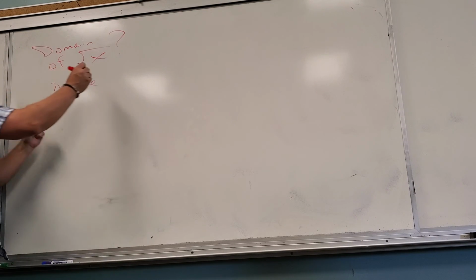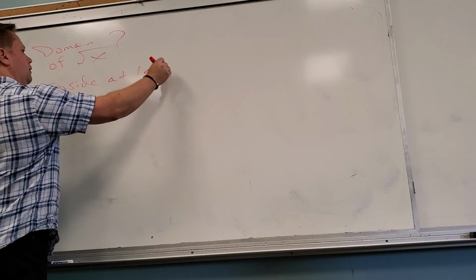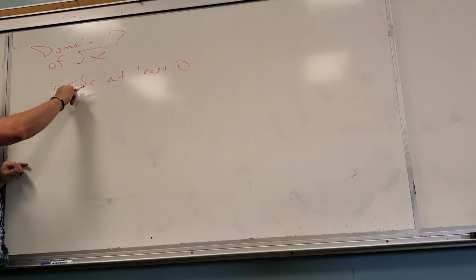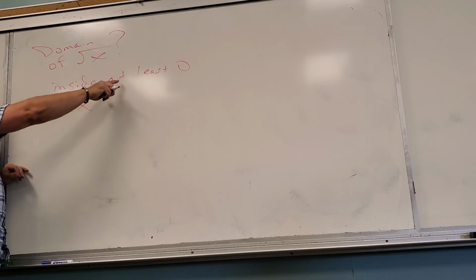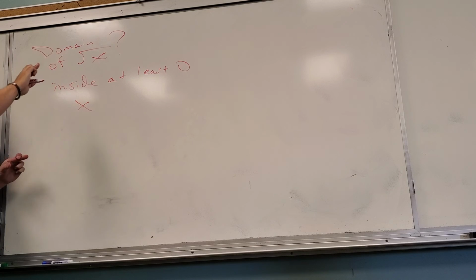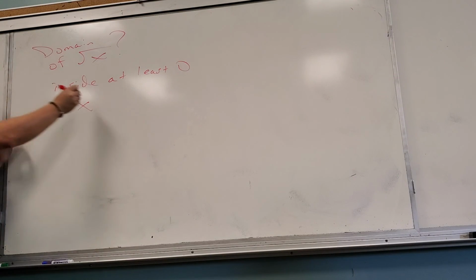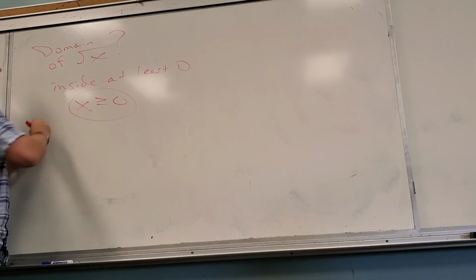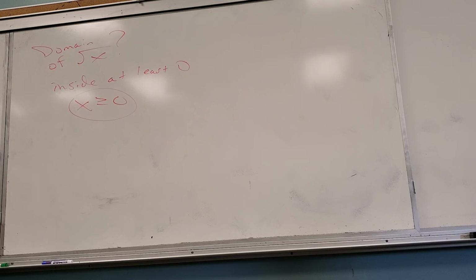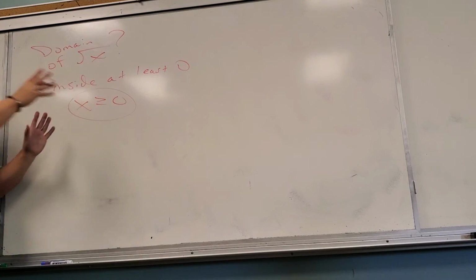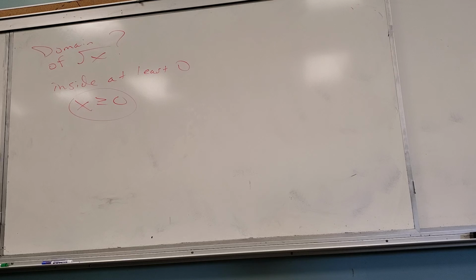So if I say it in English, now how do I write the Mathish? Inside is x. What is at least? Greater than or equal to 0. Done. Yay. So then I could put other stuff, x minus 1, and so on. I have to solve it. But the first step is say in English what has to happen.